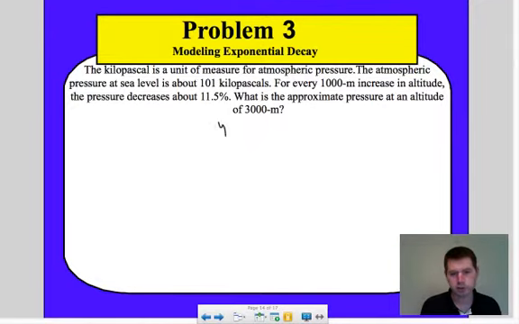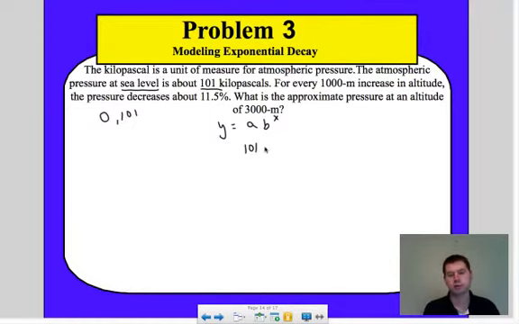Okay, so we're going to go ahead and write down our formula. y equals a b raised to x. We've got to figure this stuff out. Now they gave us sea level. If you don't know, sea level is 0. That's what we use for height. Sea level will be 0. They already told us that's 101. So because they told us sea level is 101, we know a, because a again is our initial amount. So we're down to y equals 101 b raised to x.